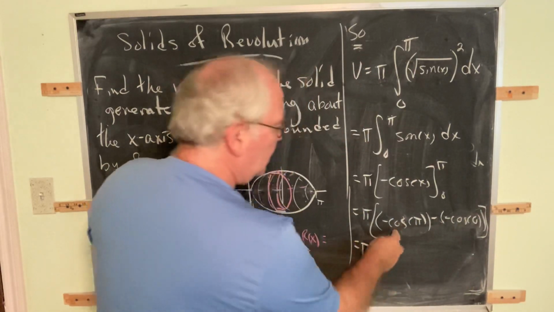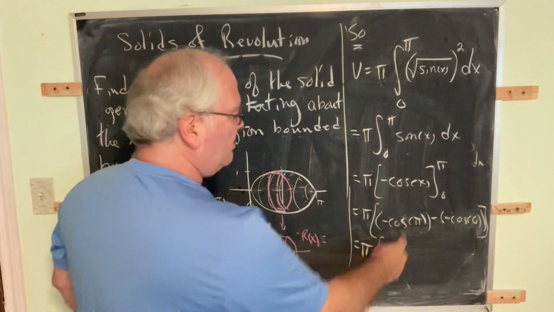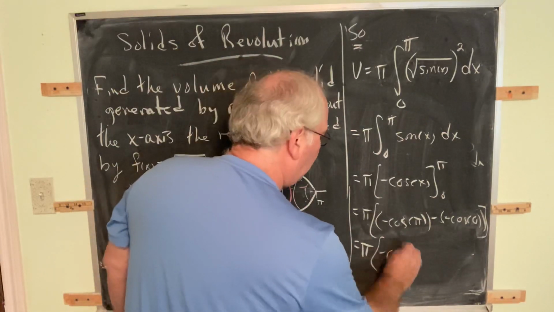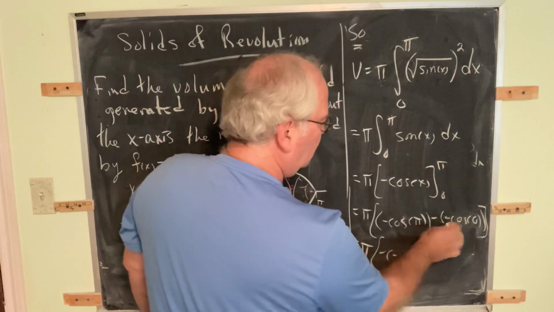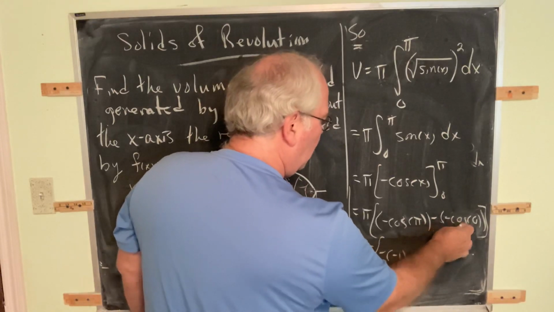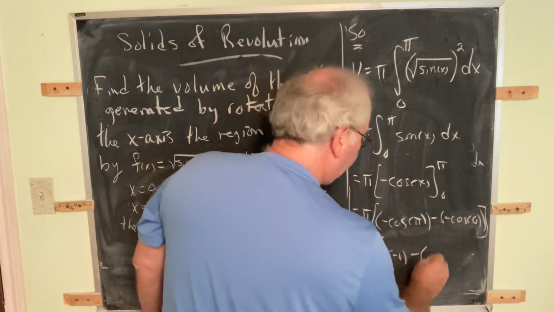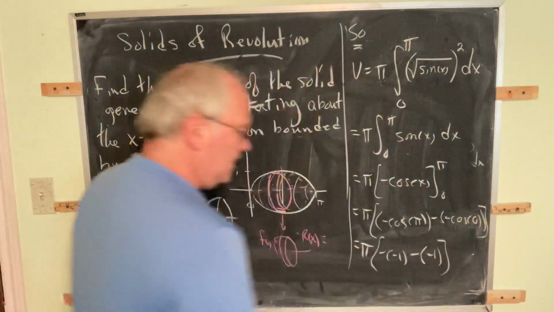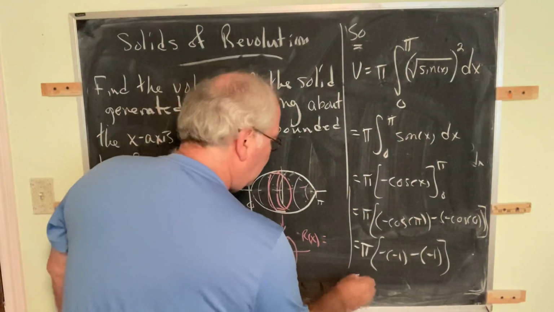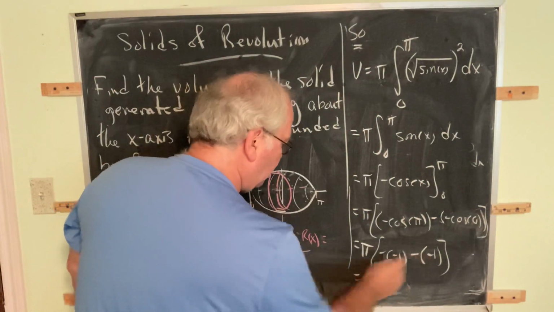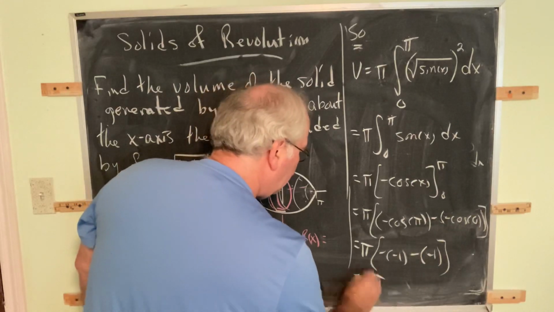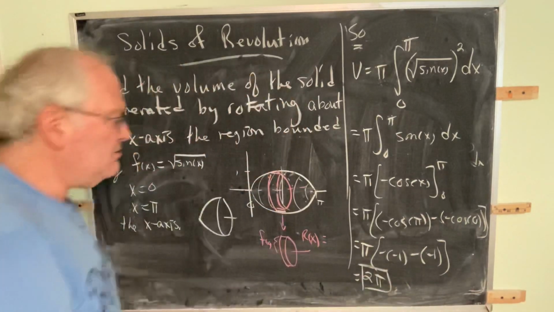That's pi times negative cosine of pi. Well, cosine of pi is negative 1. Negative negative 1 minus, be careful, cosine of 0 is 1, so it's minus negative 1. And that's enough negative signs to satisfy anybody, but that's 1 plus 1. So that volume works out to be 2 pi.